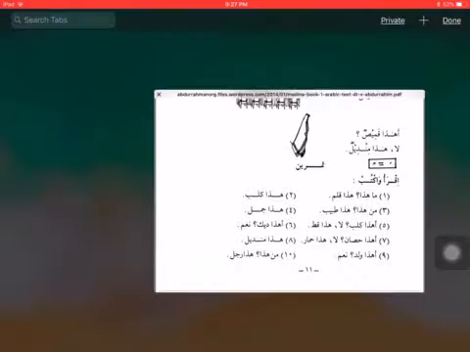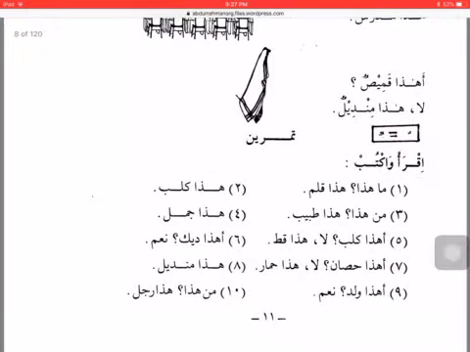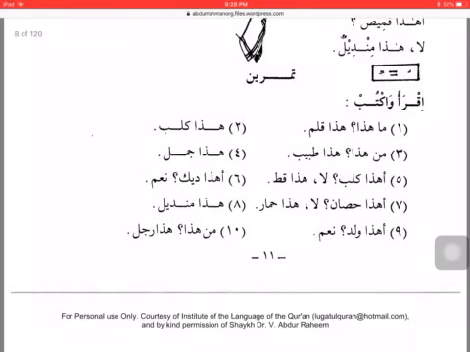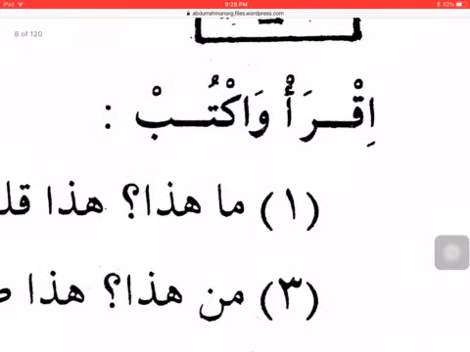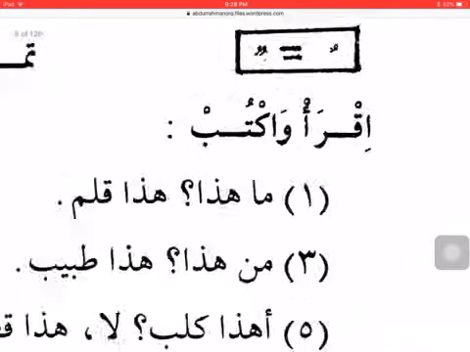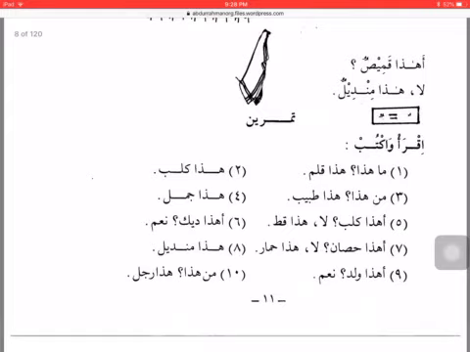So we learned how to ask ma, what, who, man, and hamza, which can be is, am, are, do. Those are the different questioning words we learned. We also learned hada, which means this. The exercise is iqra waktub. Now you know what this means. Iqra, read. Waktub, and write. So you're going to read these, you're going to write these.